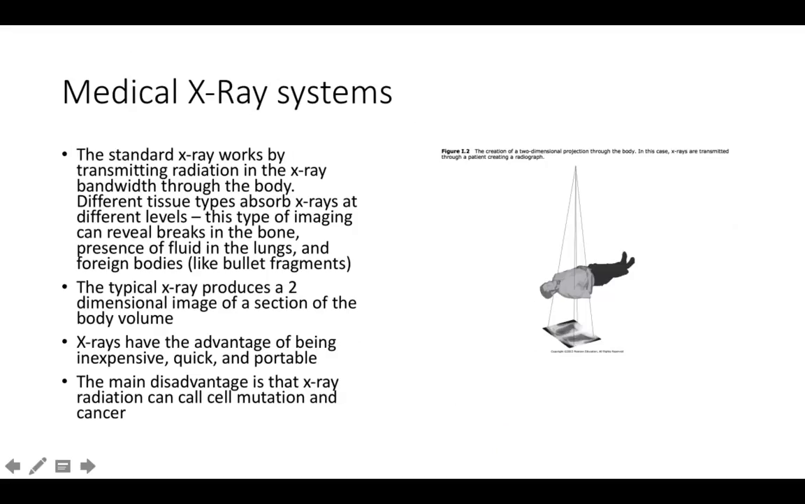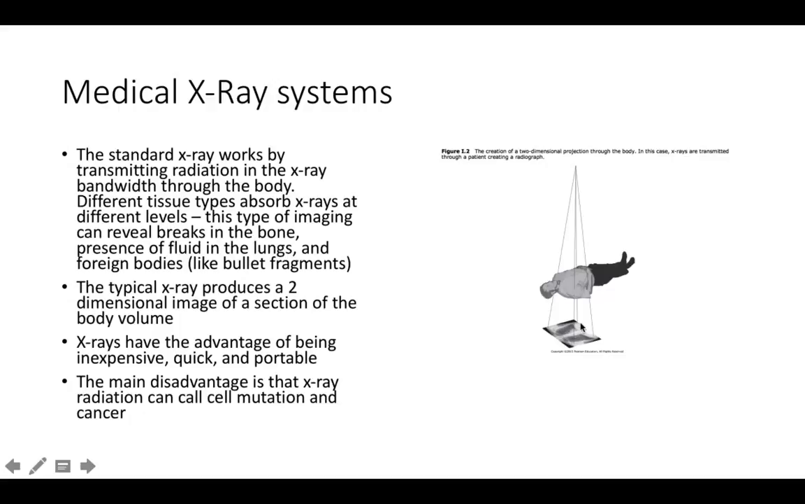So let's talk first about the simplest imaging system that we've probably all had some experience with, and that's the simple medical x-ray. Basically, a medical x-ray works by transmitting radiation through the body. And different types of tissue will absorb x-rays at different levels. So what you see is the remaining transmitted signal. So X-ray comes through the patient. It's going to produce a two-dimensional image.